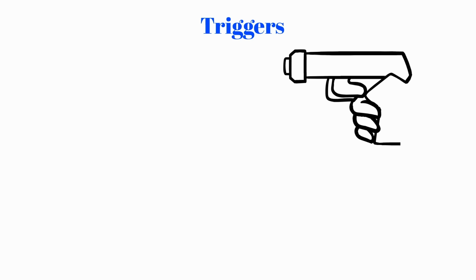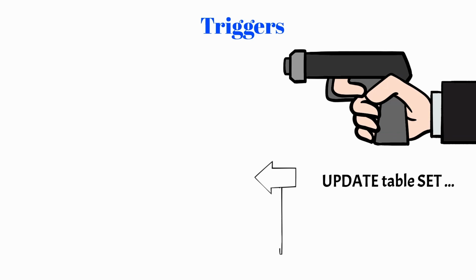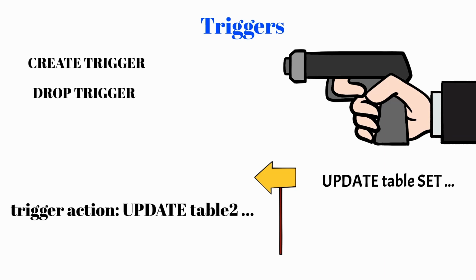Triggers. A trigger is a named database object that is associated with a table, and that activates when a particular event occurs for the table. Some uses for triggers are to perform checks of values to be inserted into a table, or to perform calculations on values involved in an update. To create a trigger or drop a trigger, use the create trigger or drop trigger statement.